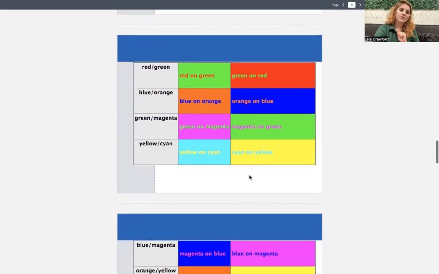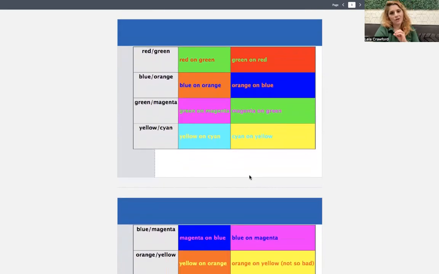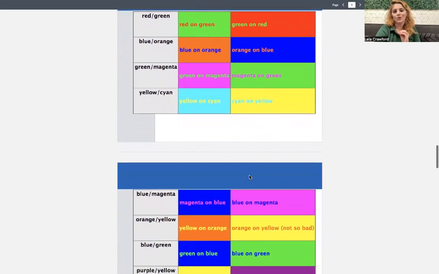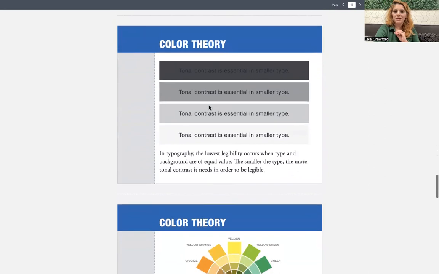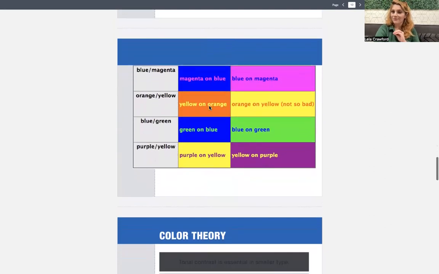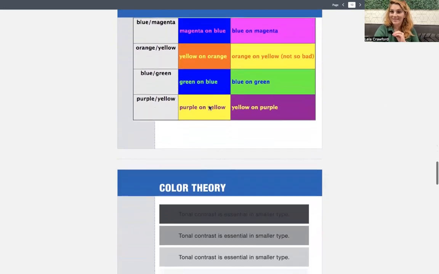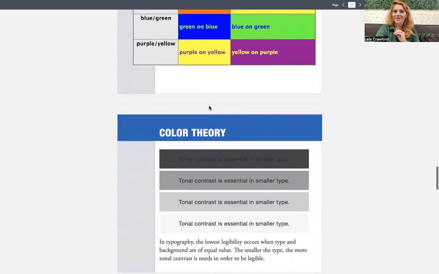This just walks through red on green versus green on red, blue on orange versus orange on blue, right? So you can look through this. It just gives you an idea of how these go together, what feels like it's vibrating and what feels like it's complementary.